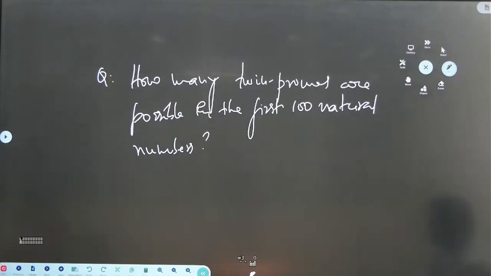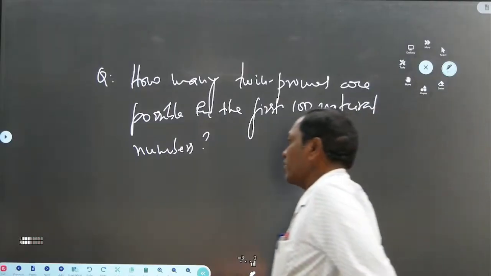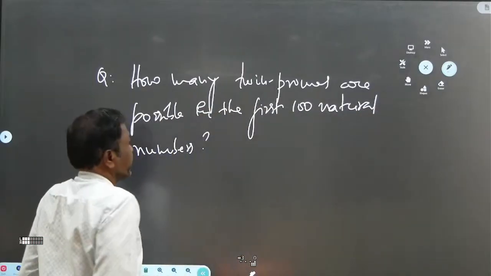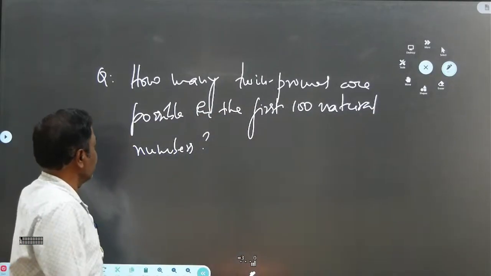So you should write 2 numbers also. Yes, for example, 2 and 5 are prime numbers. You write the pairs. What pairs are possible? We need to know this, no? We need to learn this.